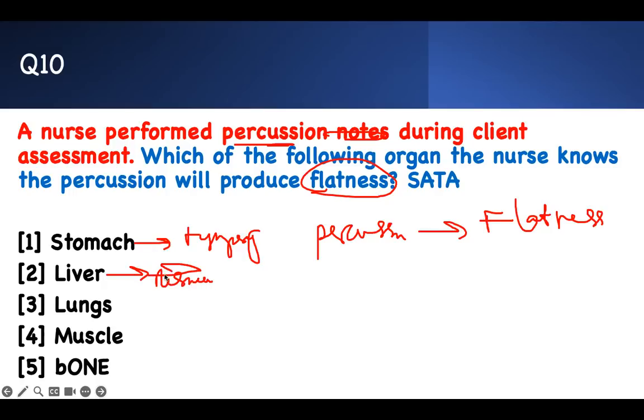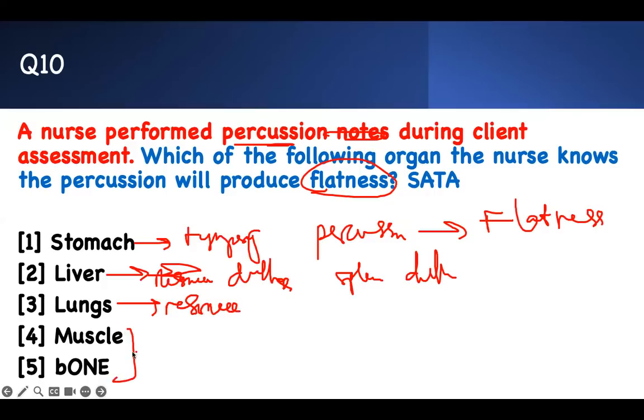No, the liver gives you dullness. The spleen also gives you dullness. Okay? The lung is the one that gives you resonance because of air. Muscle and bone, flatness. Once again, stomach will give you a tympany sound.